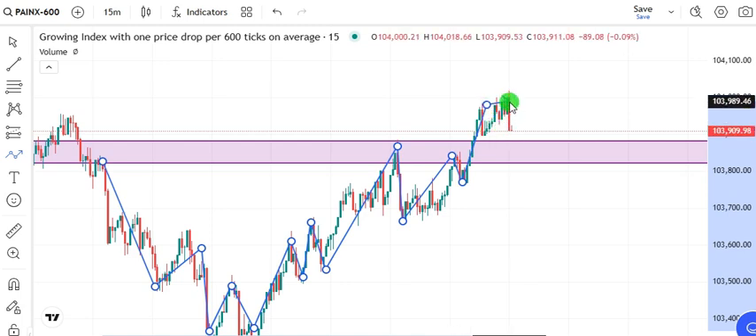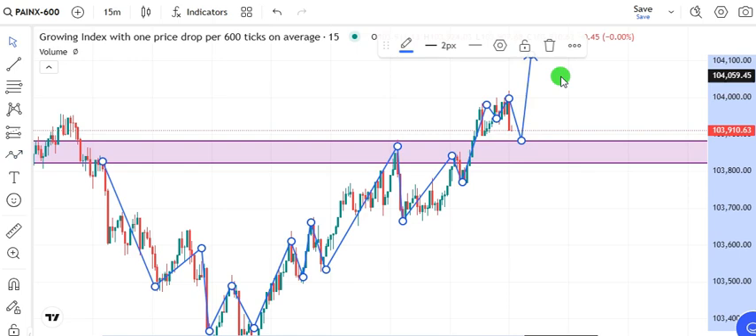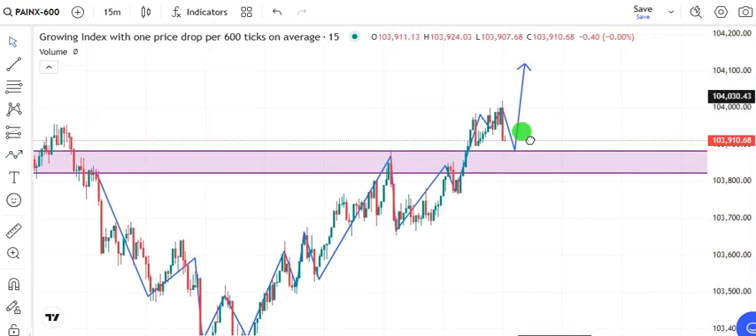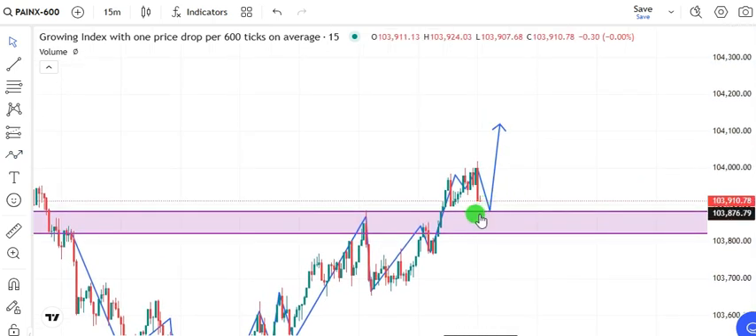Let me use this to be a bit clearer. You can see it's moving below again. So long as this level is still validated and not taken out, you can stop anywhere around it. If it stops, then we see bullish continuation, and that means we go bullish on pain 600. So I'm still very much bullish because of this formation.